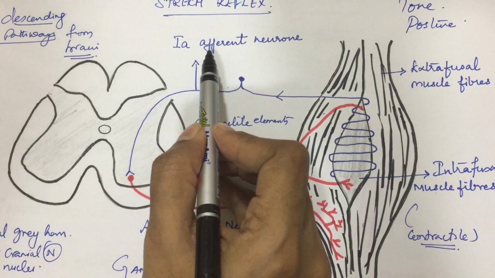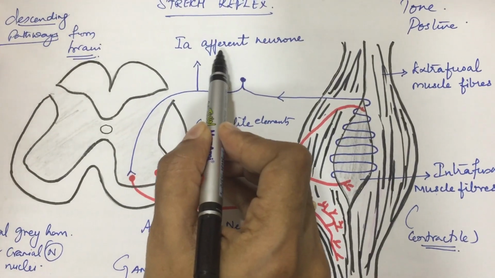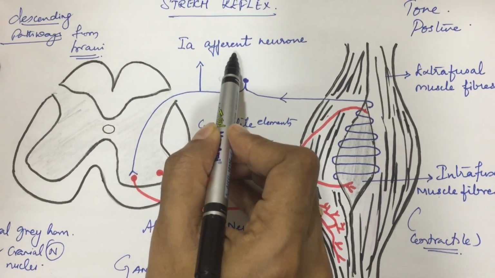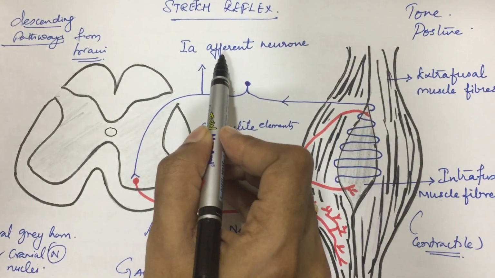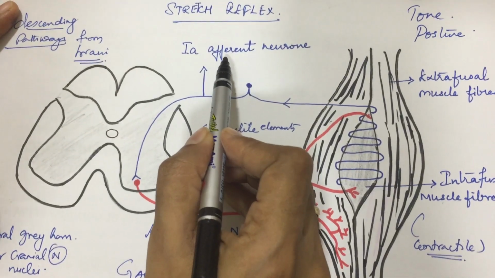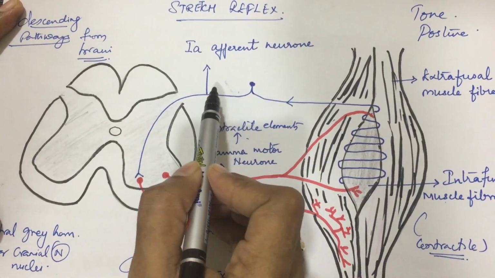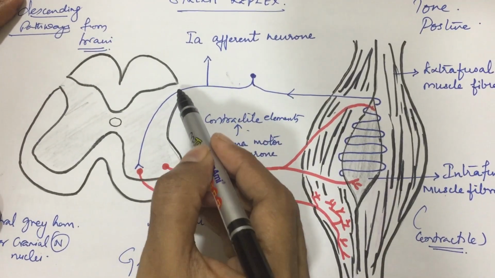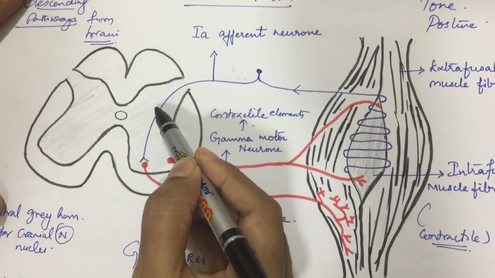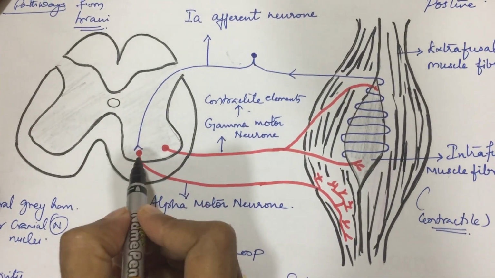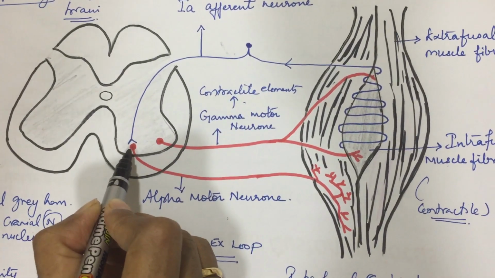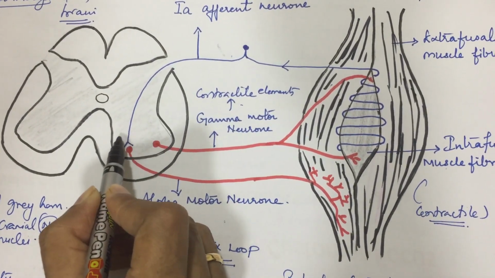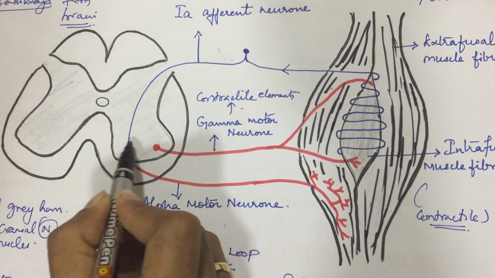The type of nerve fiber depends on whether it is myelinated or non-myelinated. It depends on the conduction velocity of the impulses and also on the thickness of the nerve fiber. So this afferent nerve fiber carries the impulses from the sensory nerve ending connected to the intrafusal muscle fibers and enters the dorsal column of the spinal cord. And it synapses with the alpha motor neuron present in the ventral gray horn of the spinal cord. This is a monosynaptic excitatory synapse.